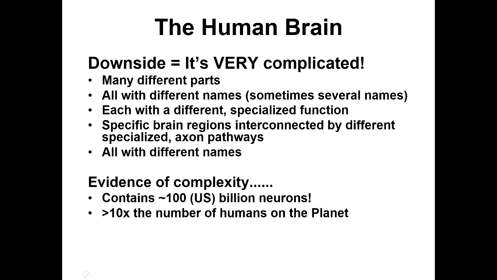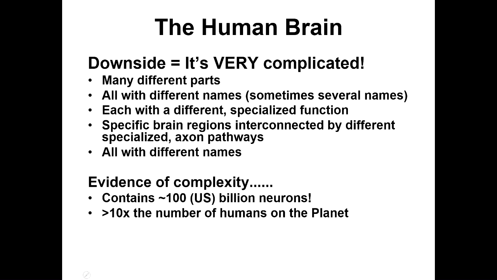Also, each specific brain region is connected by axon pathways inside the central nervous system to other brain regions. And guess what? Those axon pathways have different names. And unfortunately, you're going to have to learn what the names of those axon pathways are too. So sorry about that. Look, don't shoot me.